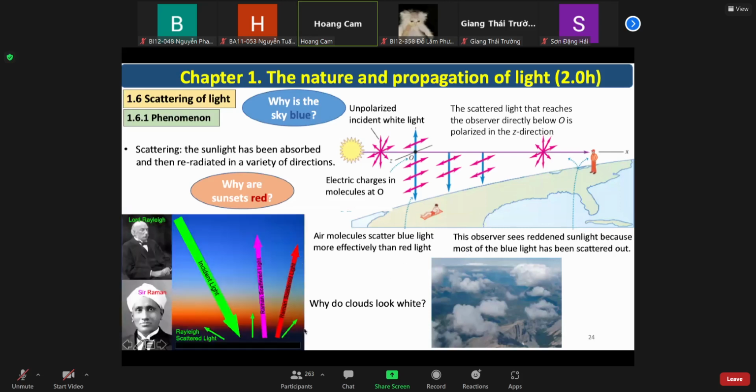Very fast, I also show you the two famous scientists, Lord Rayleigh and Sir Raman, who contributed a lot to scattering investigation, and whose names are given to further applications. As you are ICT students, I won't tell you more about that. But if some of you in the morning class follow the sensor course, for example, these applications are used a lot in sensors. However, I just show you here, okay?